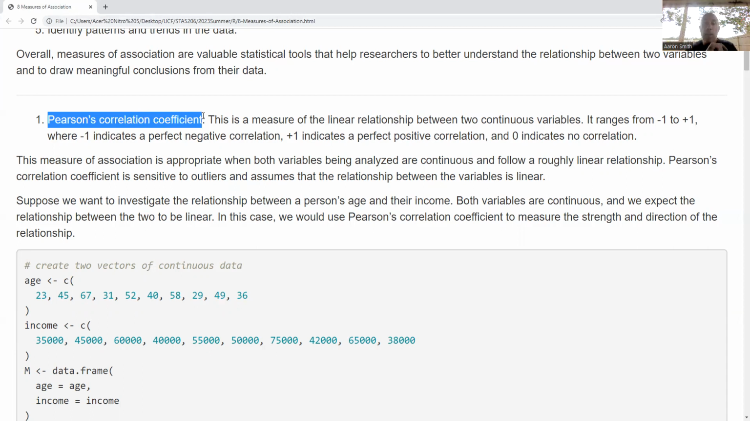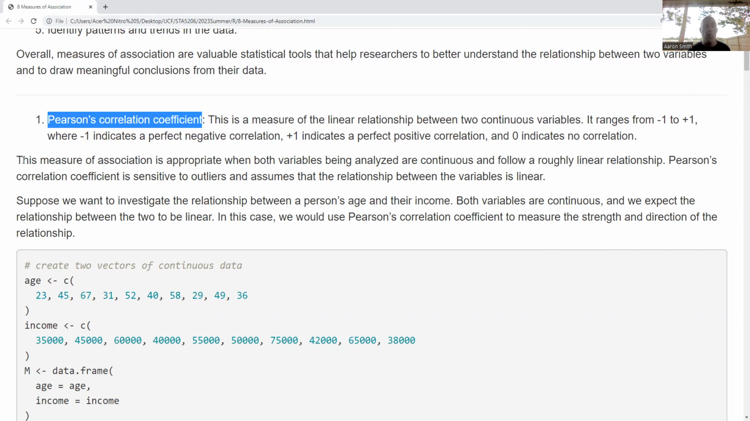This measure is of a linear relationship between 2 continuous variables. It ranges from -1 to 1, where -1 indicates perfect negative correlation, +1 indicates a perfect positive correlation, and 0 indicates no correlation at all. This measure of association is appropriate when both variables being analyzed are continuous and follow a roughly linear relationship. Pearson's correlation coefficient is sensitive to outliers and assumes that the relationship between the variables is linear.